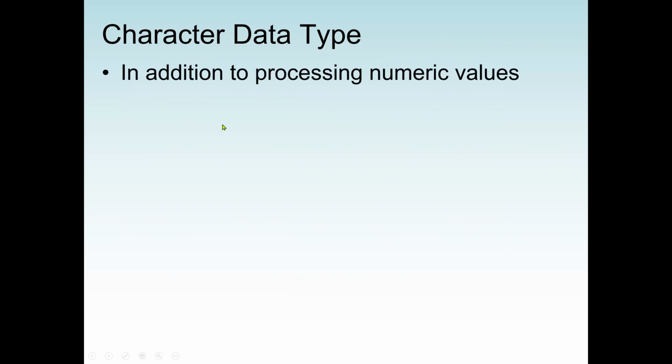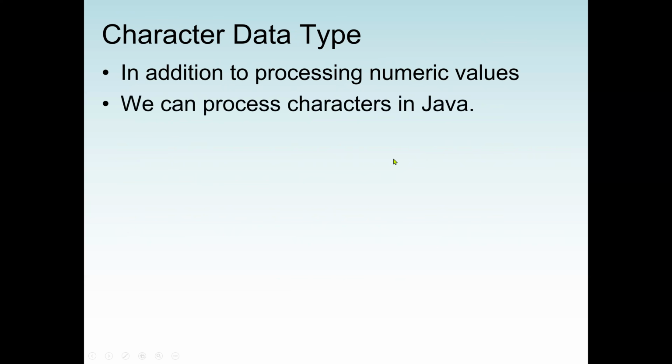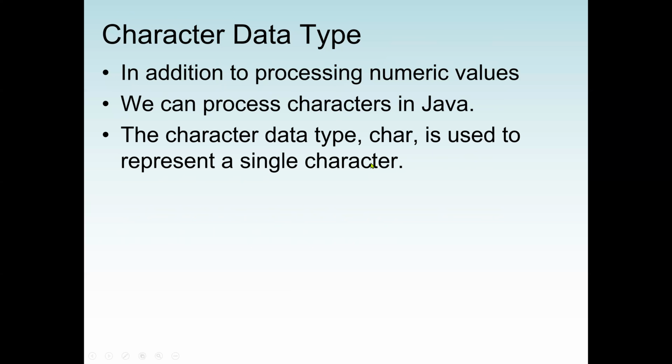So we are going to start with the character data type first. In addition to processing numeric values, which we saw in our previous lectures, for example, we have the data types for decimal numbers and also for whole numbers. In Java, the decimal numbers are represented by float or double. Then the whole numbers can be represented by either int, long, byte, or short. It depends on the size of the values. So here we're also going to process characters in Java, and Java has a special data type called char.